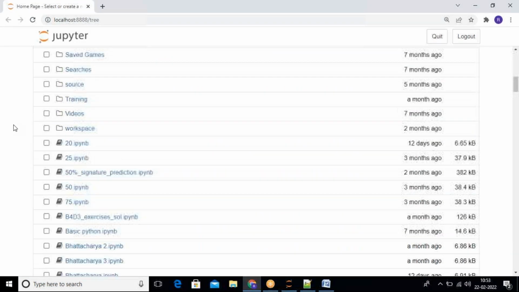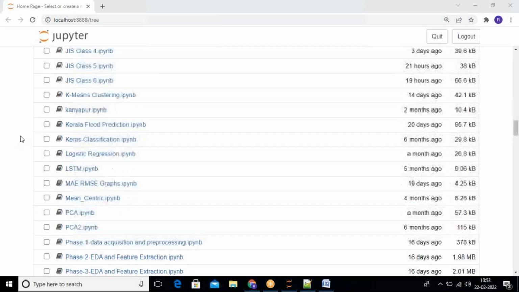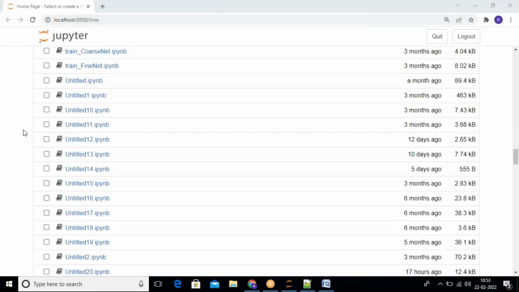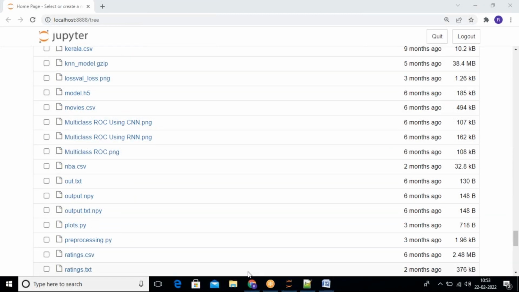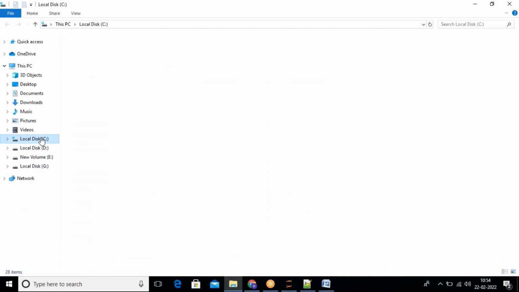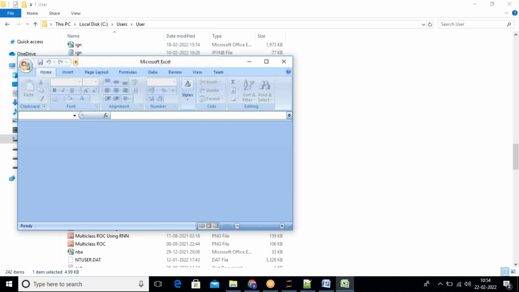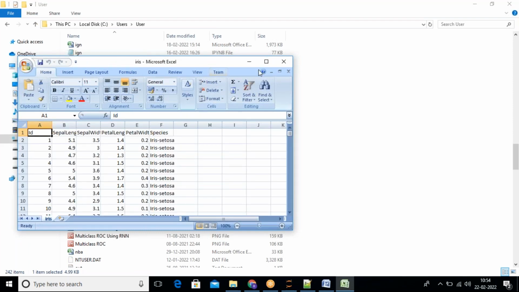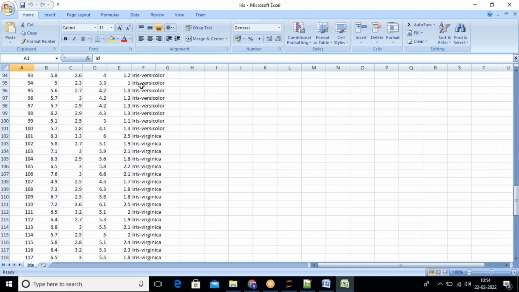Okay, so if we take into account the iris flower data set, see, I have performed using the iris flower data set. This is actually the iris flower data set. So how many classes are there? 3 classes, no? Setosa, versicolor, and virginica.